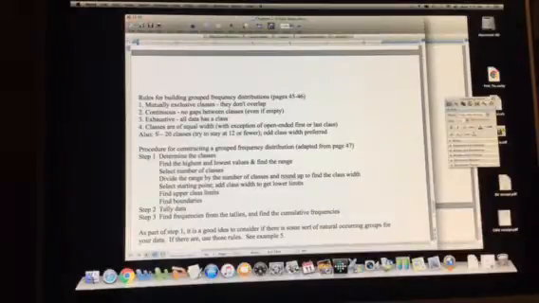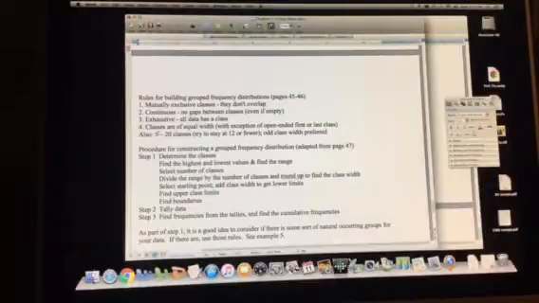Okay, now, some rules for building grouped frequency distributions. First rule is mutually exclusive classes. Mutually exclusive classes is math speak for your classes don't overlap. If your classes overlapped and you had data where they overlap, which class would it go in? We don't want that. So, rule number 1, they can't overlap. Rule number 2, your classes need to be continuous. There can't be any gaps between them. If there were gaps between them, data could fall between. We don't want that.